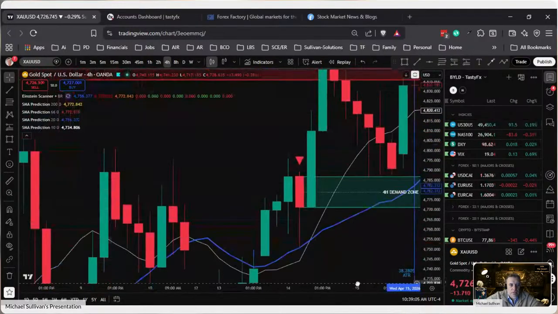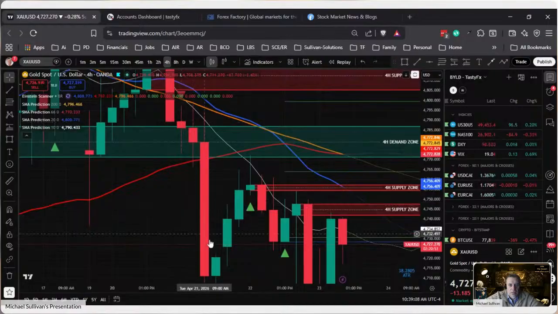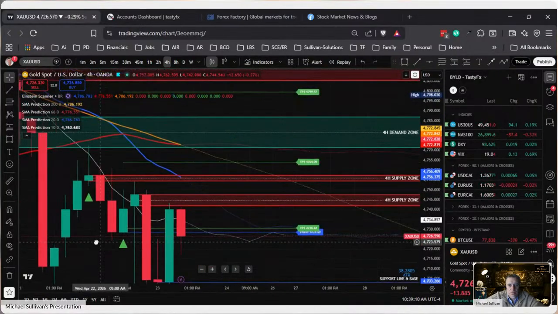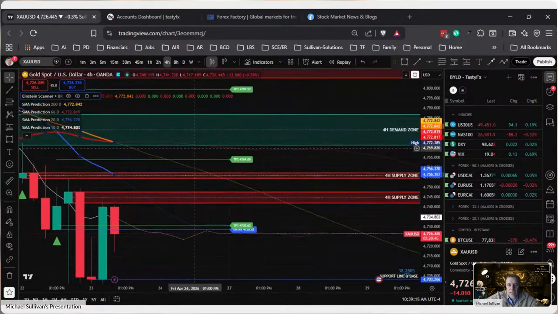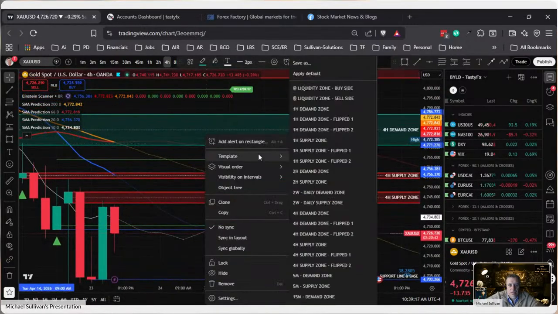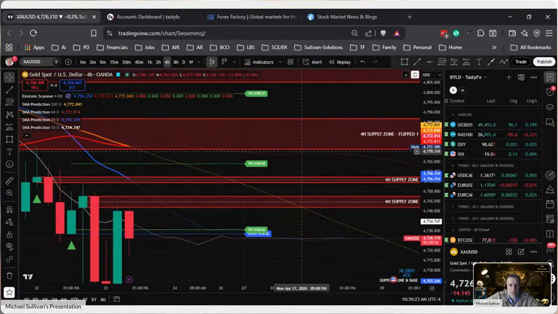This demand zone, let's just check it out quickly. Demand zone, okay. Supply zone flipped 1. And it hasn't come back up, so this is no longer a demand zone. This is a supply zone flipped 1. 4 hour supply zone flipped 1. And again, flipped 1 is just my terminology.